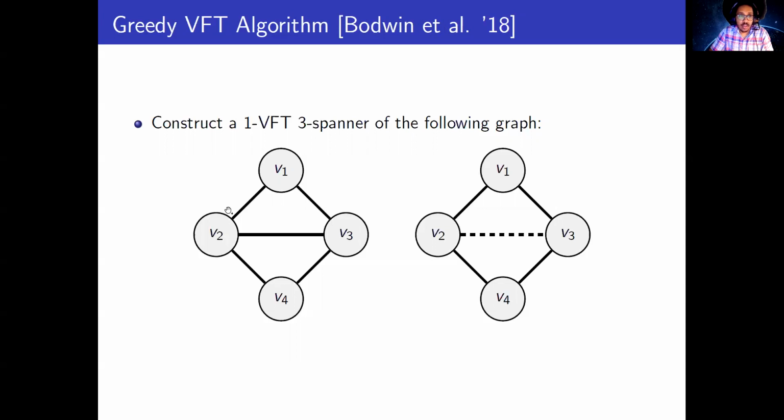Now, when considering the edge between V2 and V3, notice that removing either V1 or V4 does not cause the distance between V2 and V3 to become greater than 3 times the shortest distance between them in the original graph.